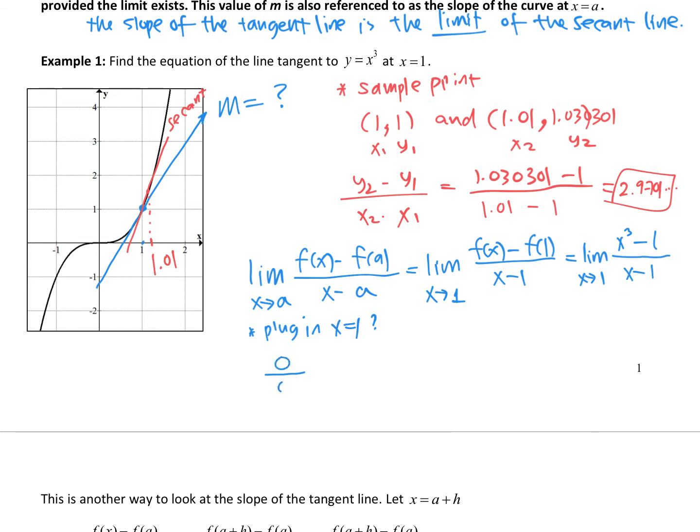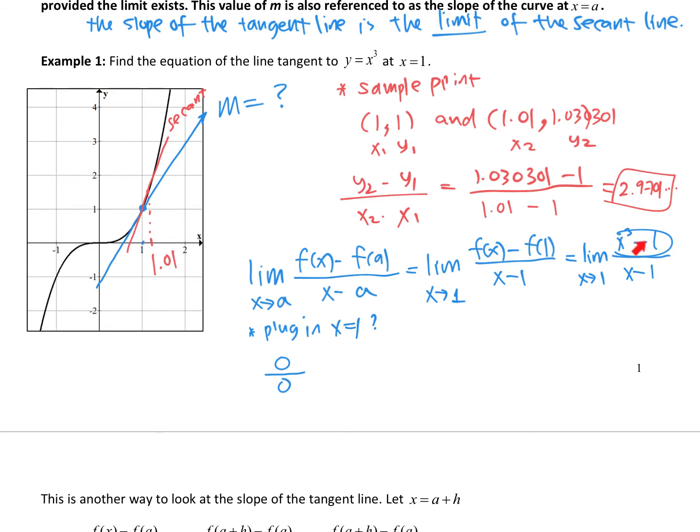So I get 0 over 0. Again, as we talked about last section, 0 over 0 means we need to do something else. We don't know what the answer is yet. However, I have a polynomial over polynomials, so maybe we can simplify. Maybe we can factor things out and simplify.